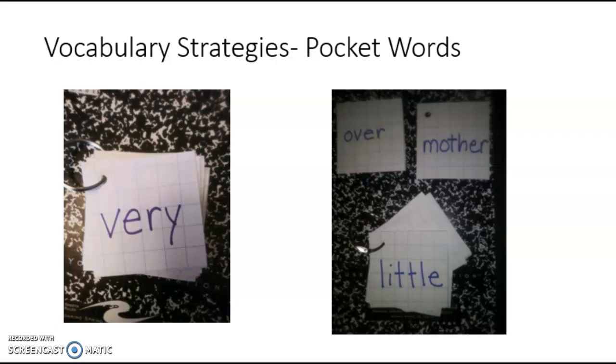This is a strategy where you gather words that are both known and unknown on a ring, as you see here. They're small enough to fit in a pocket, hence the name. The student needs to have success with this activity, so most of the words should be known. As new words are added, do not remove the old words. This way, the student sees their stack of words they know growing.